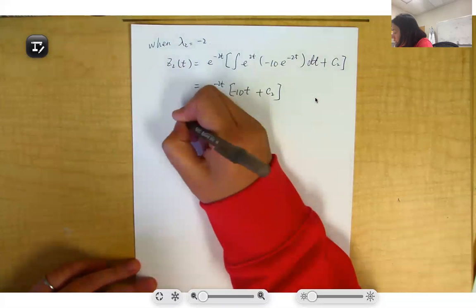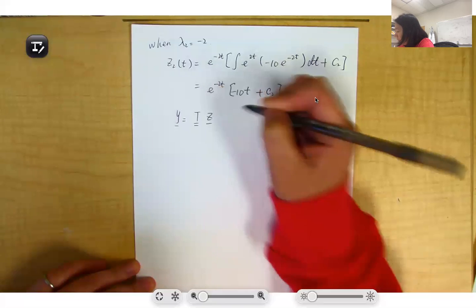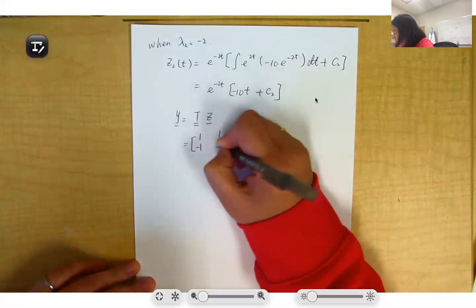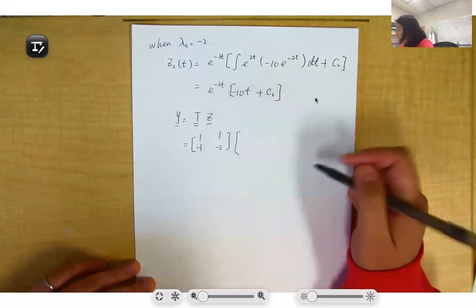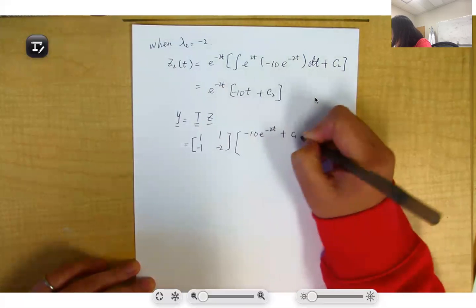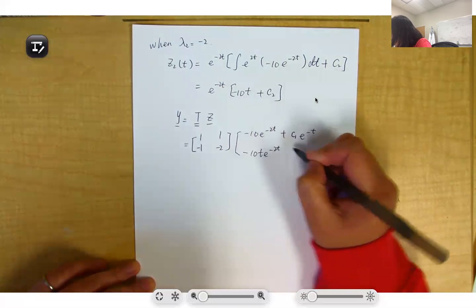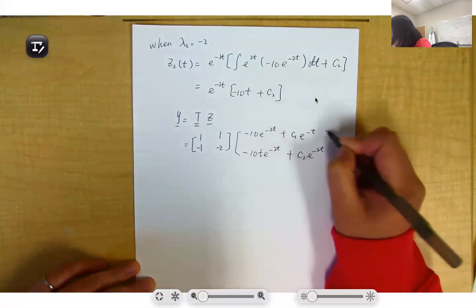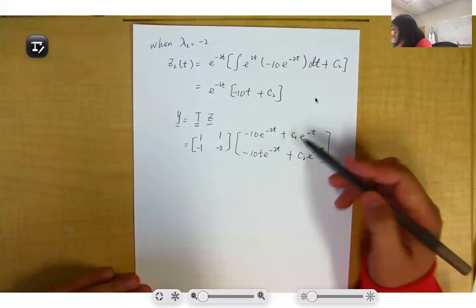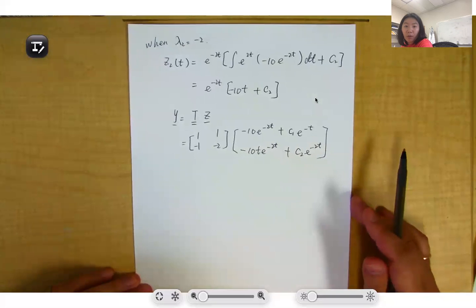And you know that the final solution will look like TZ. T is your modal matrix, which is [1, -1; 1, -2]. The Z will be z1 and z2: -10e^(-2t) plus c1 e^(-t), and -10t e^(-2t) plus c2 e^(-2t). Okay? So you know y. You also know here there are some constants, so this is your general solution if you don't have any initial value problem.